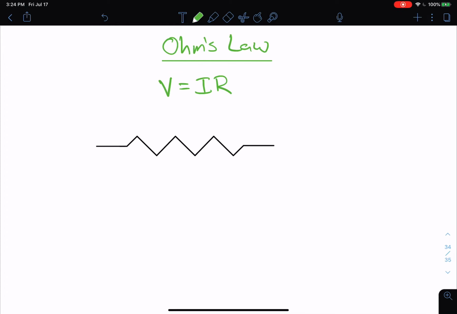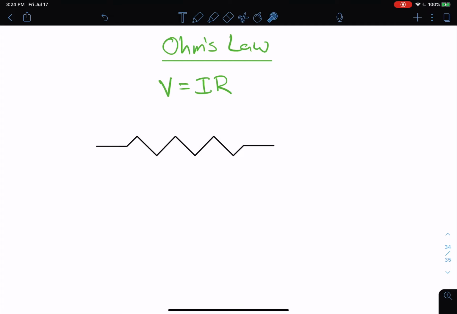Let's talk about Ohm's law. Ohm's law applies to all resistors, and it only applies to resistors. So it's not going to work for capacitors. But anything that has resistance, Ohm's law will work for. And the formula, pretty straightforward.